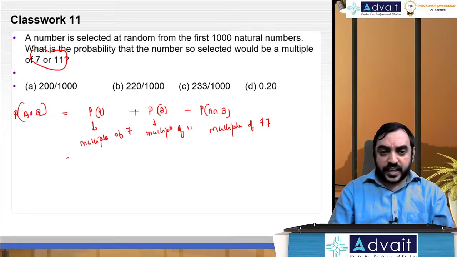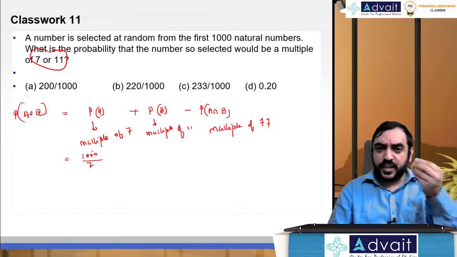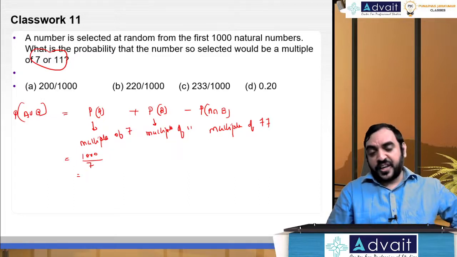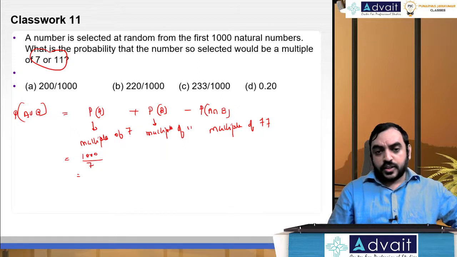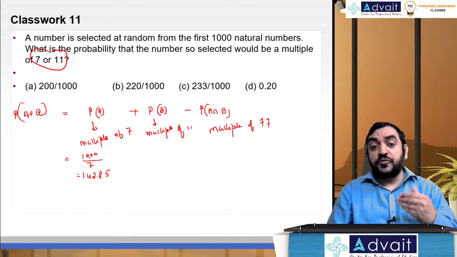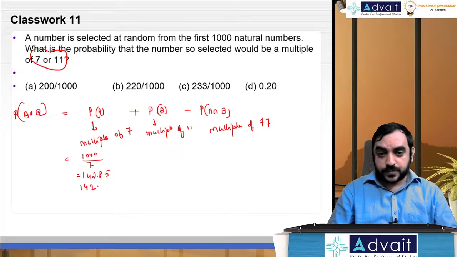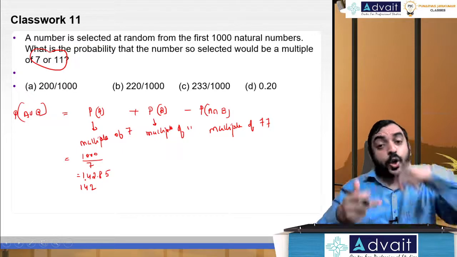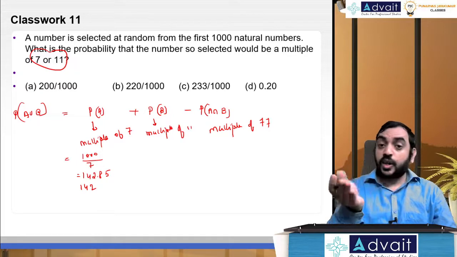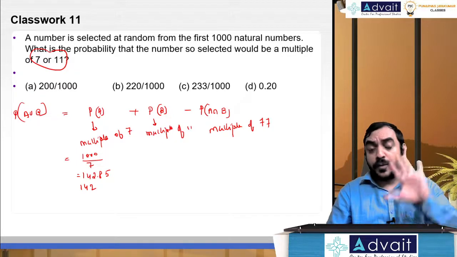So multiple of 7, how do we calculate? Thousand divided by 7. You don't have to list one by one. Simply do 1000 by 7. You will come to the number. 1000 by 7 is 142.85. So what are you going to round it off to? You're getting 142.85. You're going to round off to 142 only. Because if you round off to 143, then you're crossing 1000. It should be below 1000. So I cannot go for it. So it is the lower number, round down. Mathematically you round up, but you are not doing mathematical rounding. Think logically also.